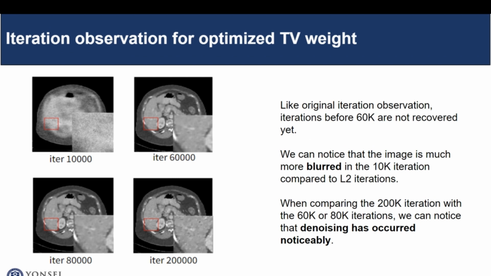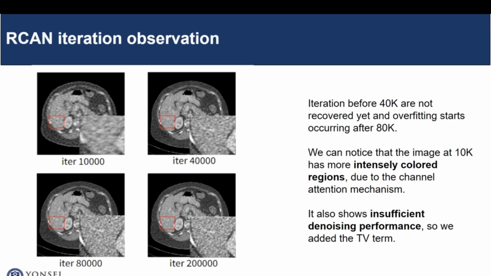By observing the images for different iterations, we noticed that, like the original iteration observation, iterations before 60K are not recovered yet. We also noticed that the image is much more blurred in the 10K iterations compared to the L2 iterations. When comparing the 200K iteration with the 60K or 80K iterations, we can notice that denoising has occurred noticeably.